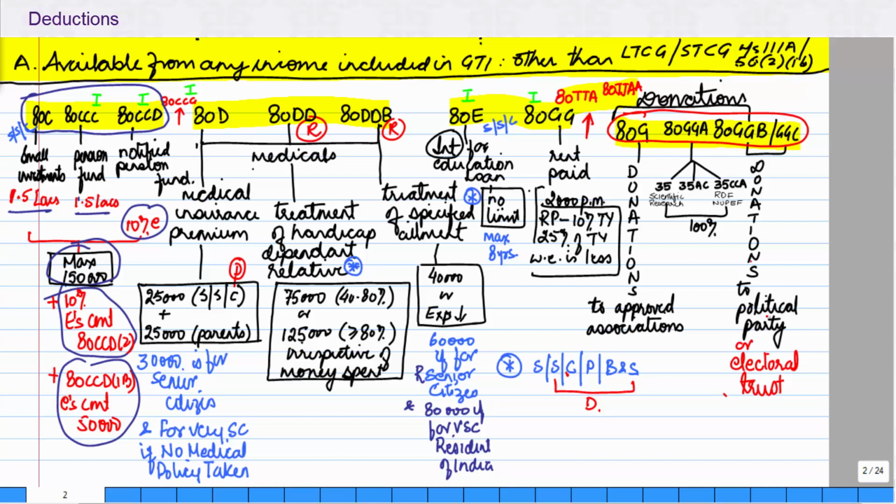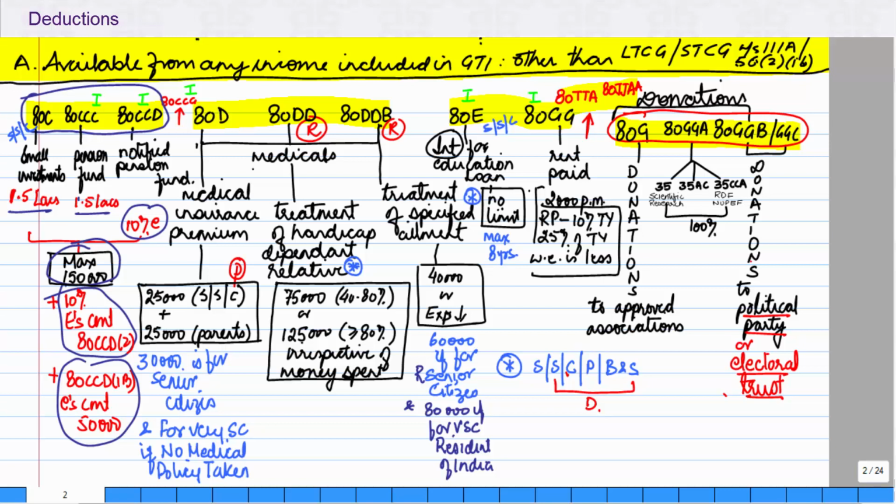Donations to a political party or electoral trust are allowed as a deduction. 80GGB is for donations made by a company. 80GGC is for donations made by a person other than a company. And the deduction allowed is 100%. But the donations must be made in a mode other than cash. If it's a donation by cash, it is not allowed as a deduction.